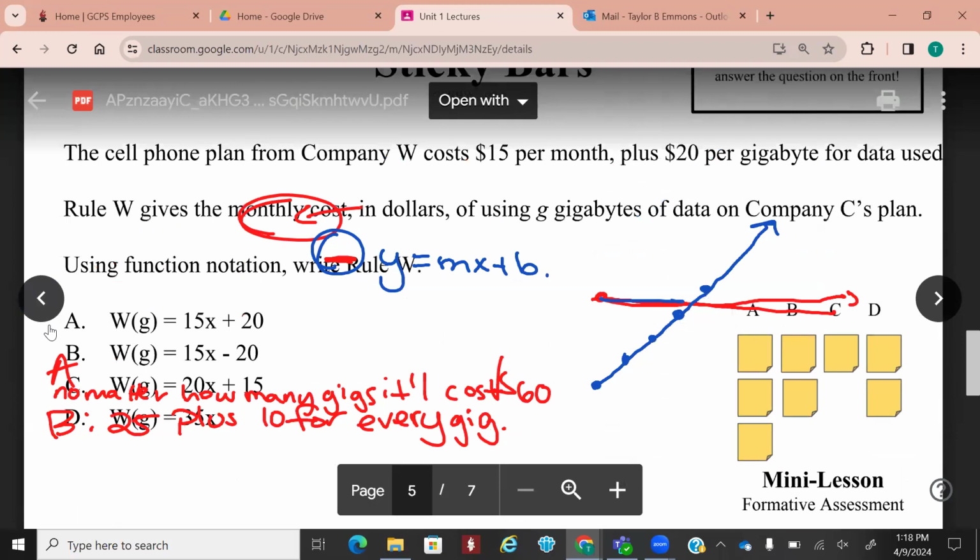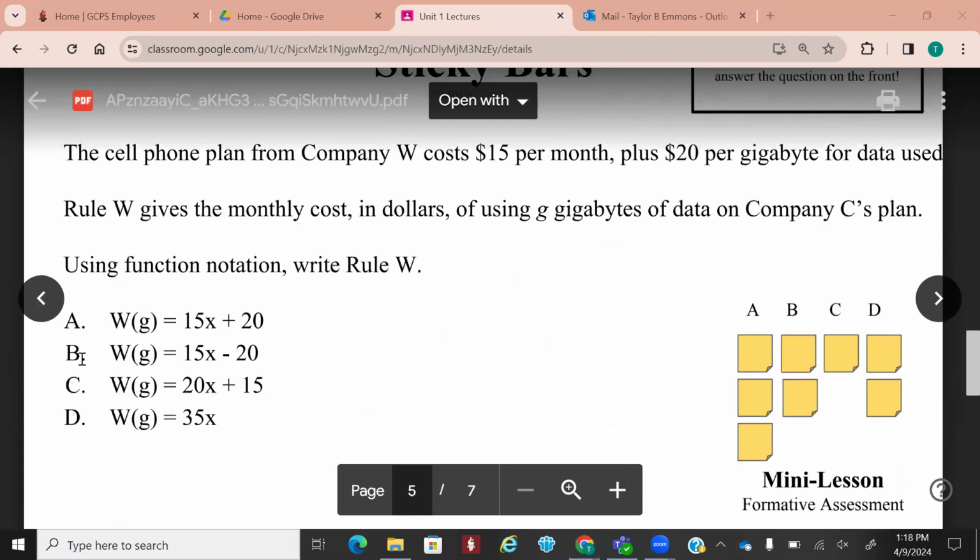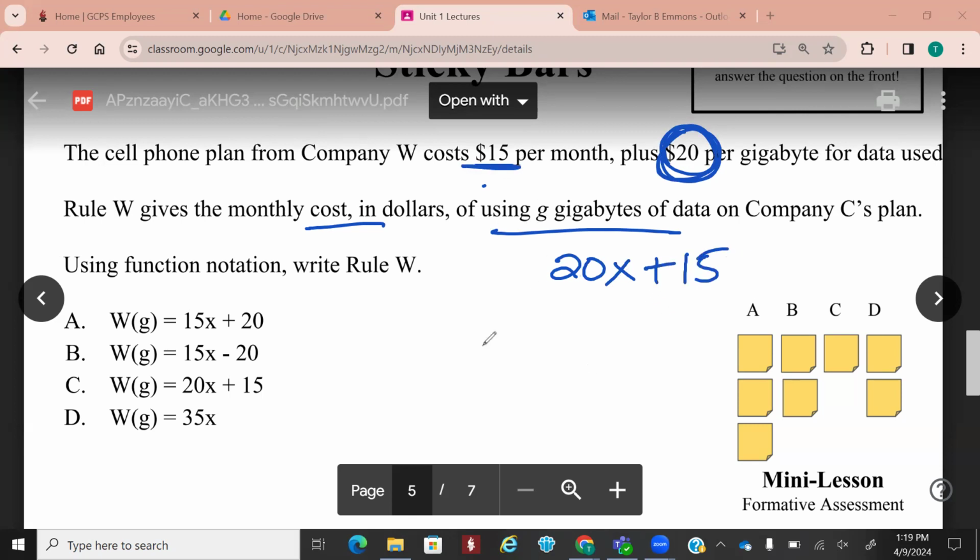Take a moment, try this one. Make sure that you're reading and paying attention to what the actual question is asking you for. Go ahead and pause and try. All right, so let's go ahead and try this one. It says the cell phone company W costs $15 per month plus $20 per gigabyte. Rule W gives the monthly cost in dollars of using G gigabytes. So we know that it costs $20 per gig, but it's $15 per month. So we're saying plus 15.